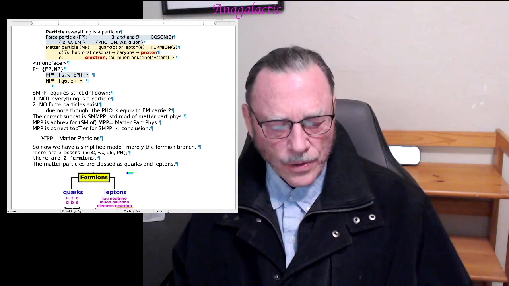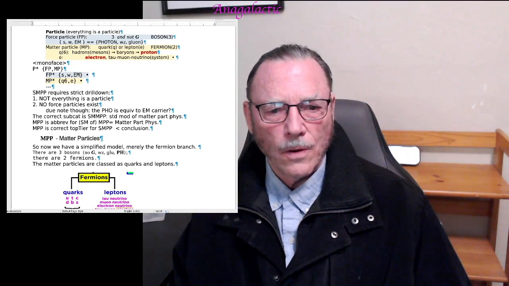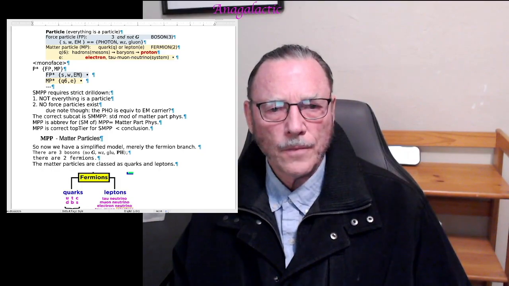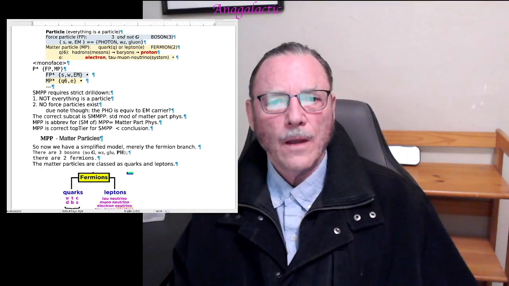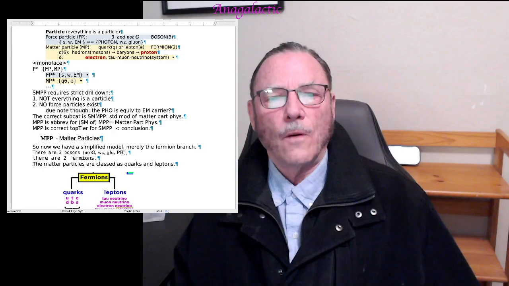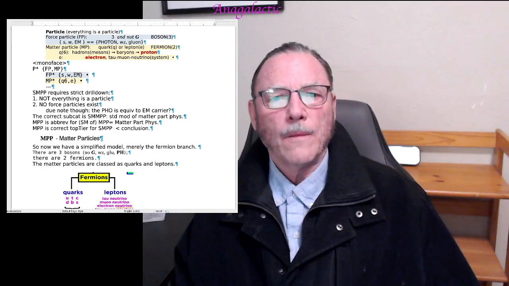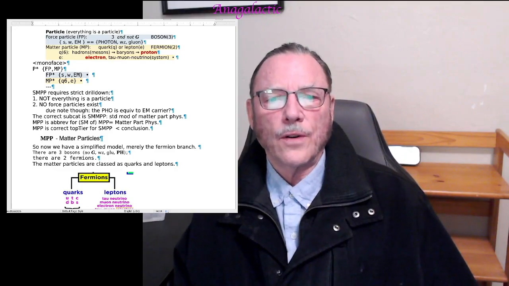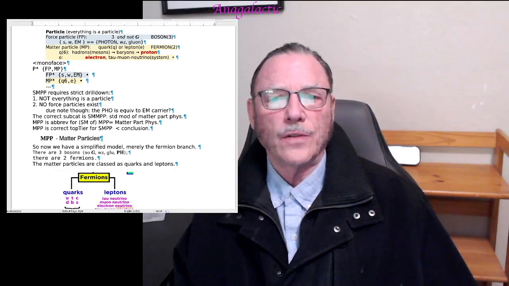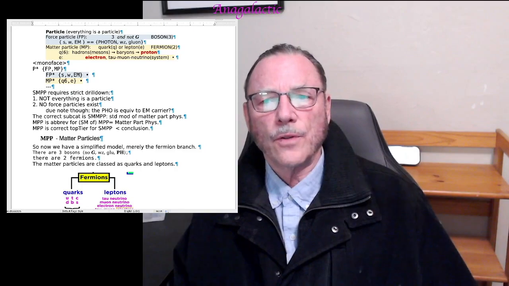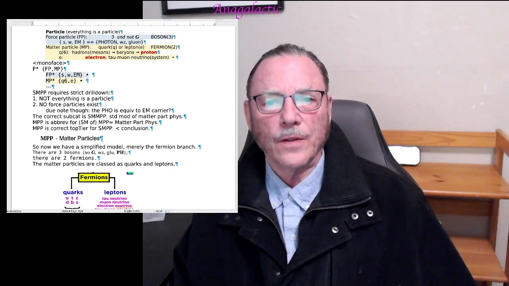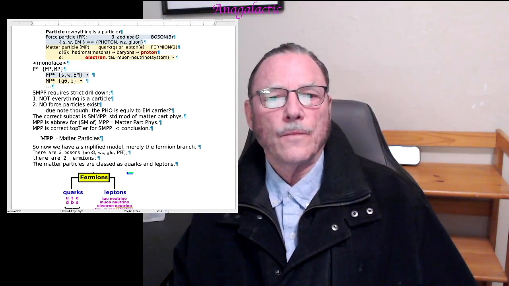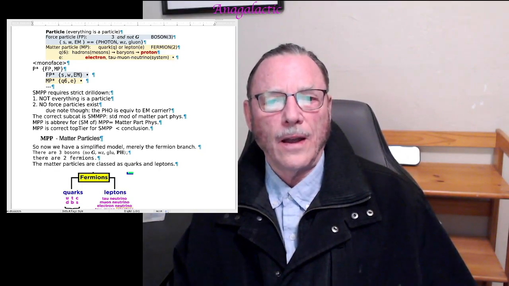I'm just going to read this so I can scroll a little further to get down to where you see there's an expanded diagram. A particle. All of these are particles. We have a force particle, of which there are 3 because the graviton has not yet been discovered. So there are 3 bosons in this model. The 3 are called, I have them S, W, and EM.